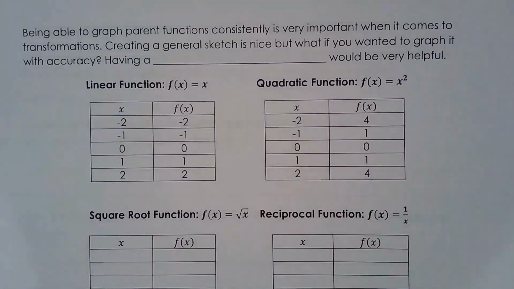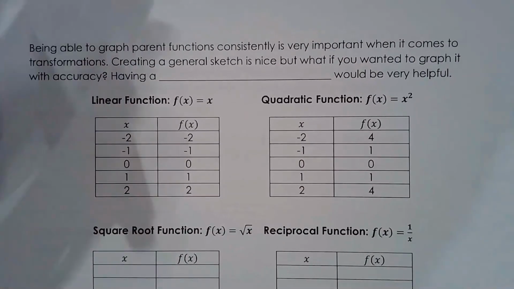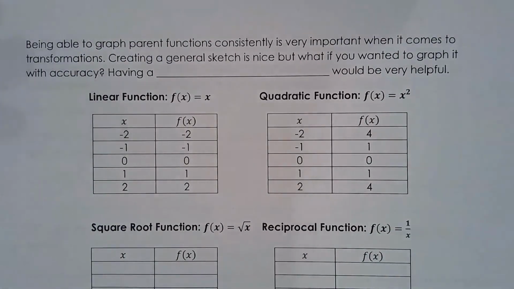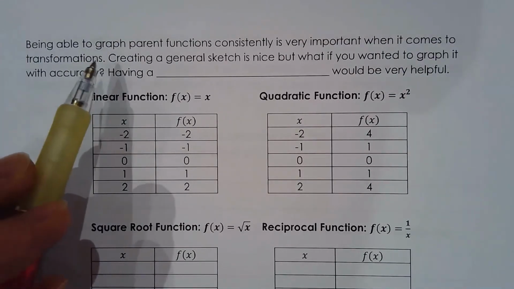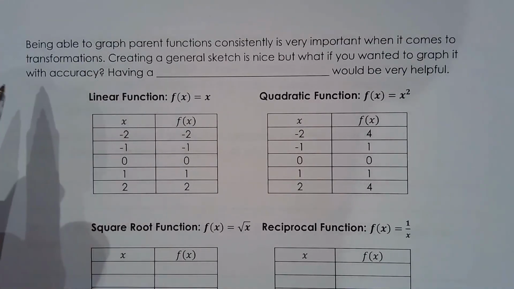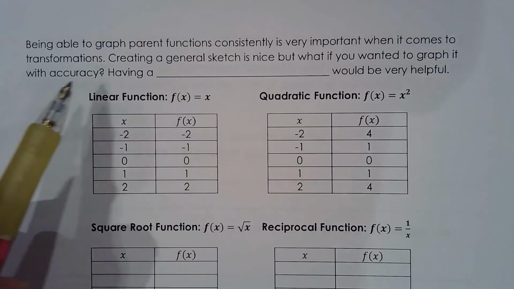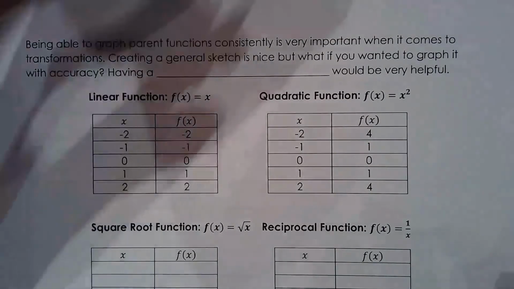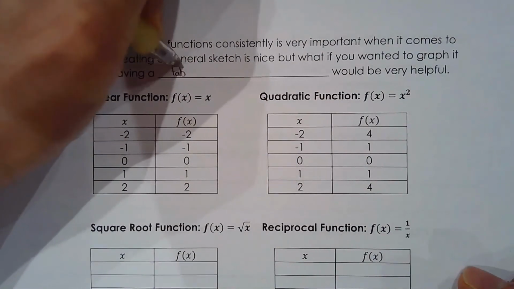Being able to graph the parent function consistently is very important when it comes to transformations. Creating a general sketch is nice. That's what we did on the first page. But if you wanted some accuracy with your graph, we're going to need some points. Having a table of values will allow us to generate a beautiful graph on grid paper every single time.